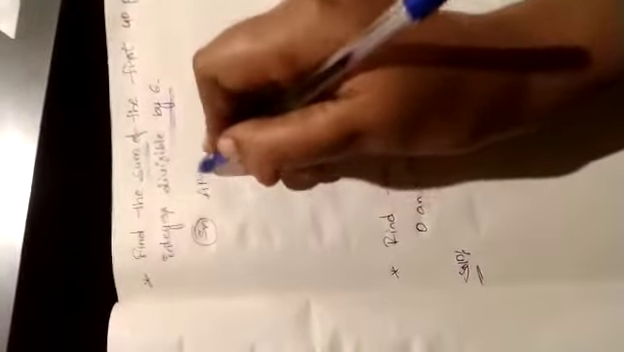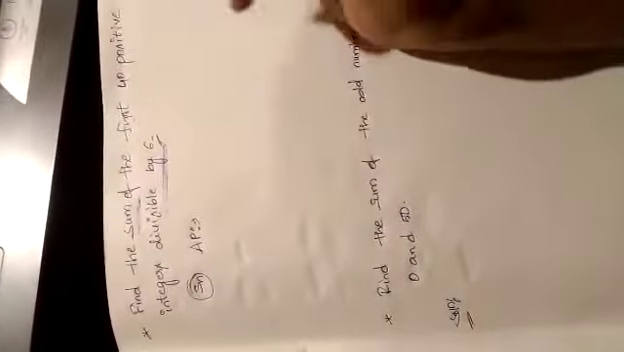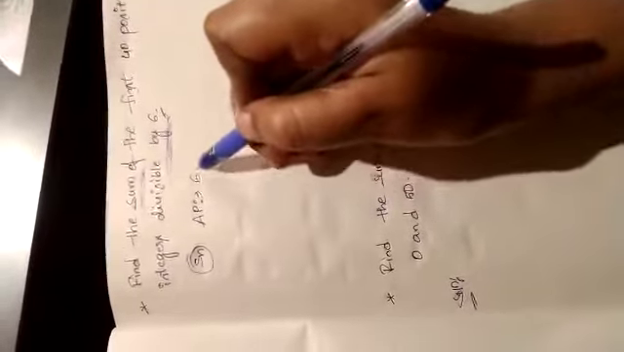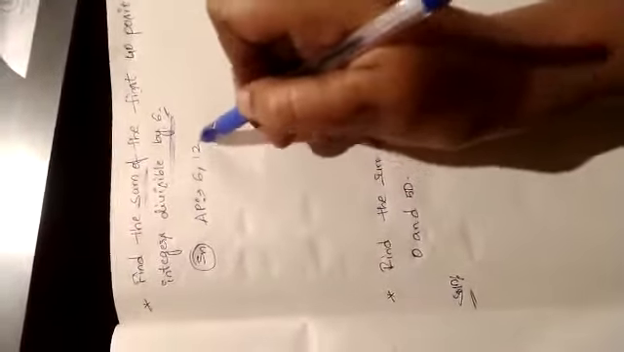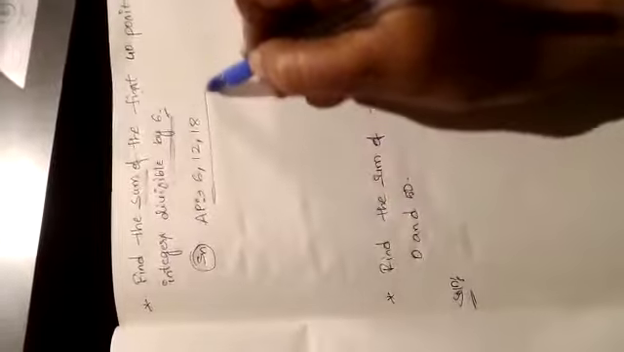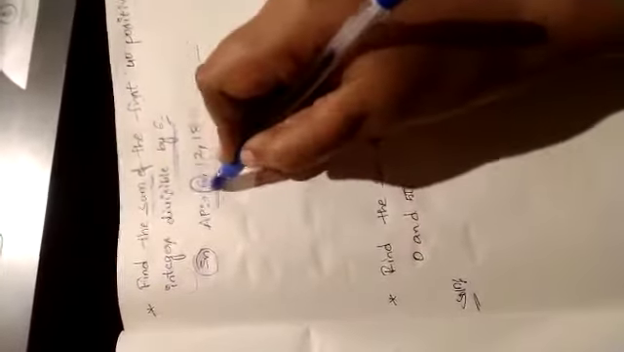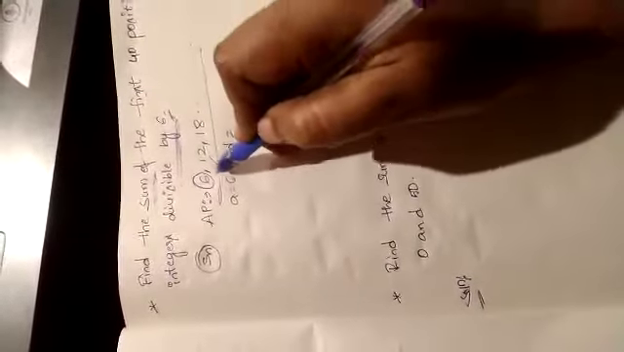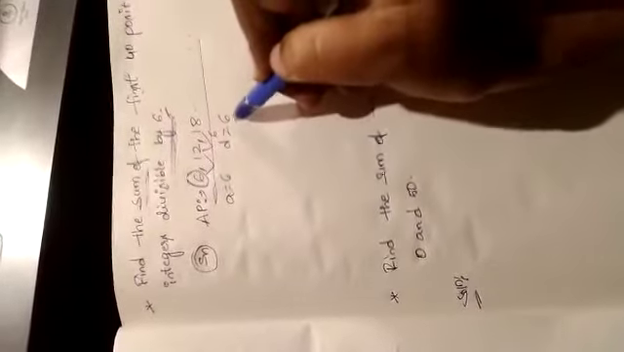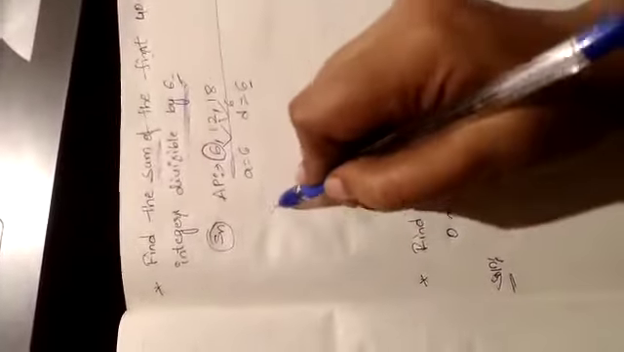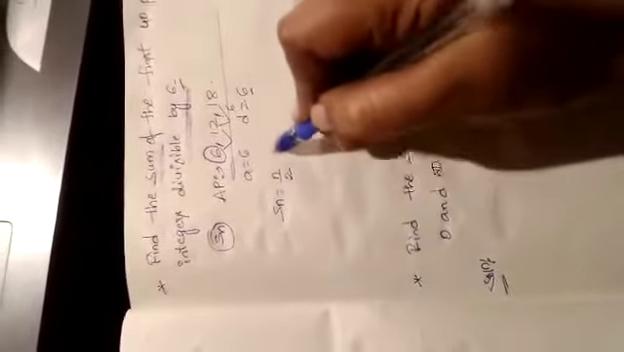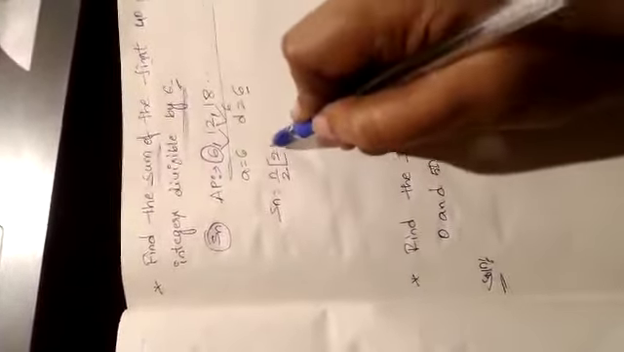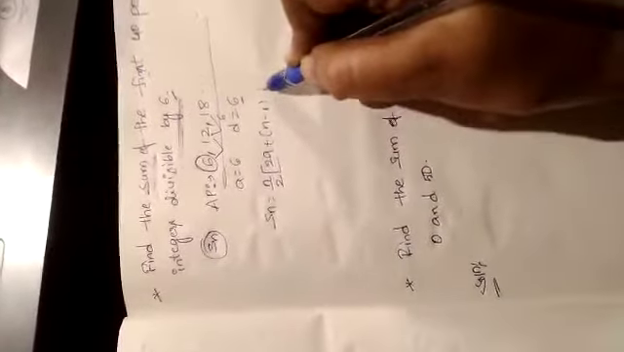So our AP is, what is the first positive integer which is divisible by 6? So we should write 6, next integer 12, next 18, and so on. This is our AP. What is the A value? A value is first term 6, A equal to 6, common difference D equal to 6. So we know the formula, Sn equal to n by 2, 2a plus n minus 1 into D.